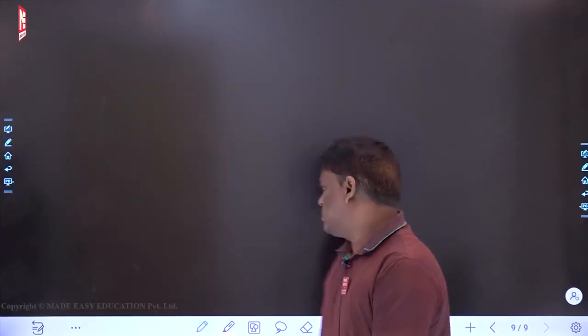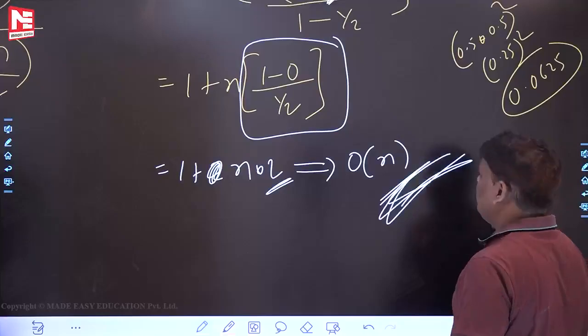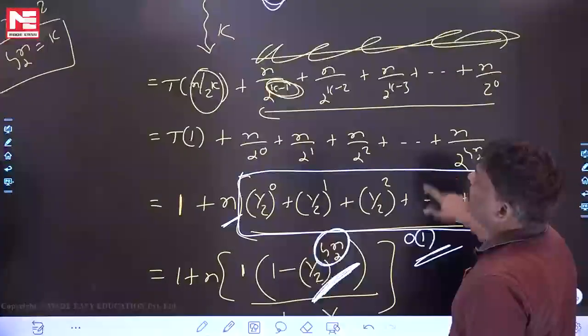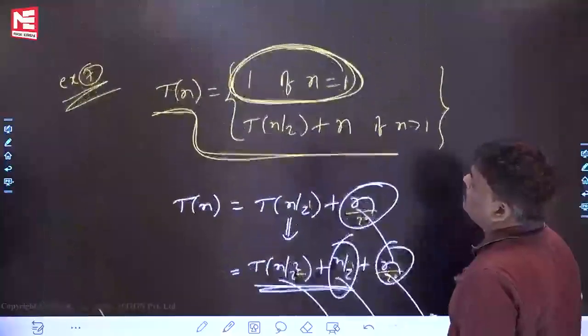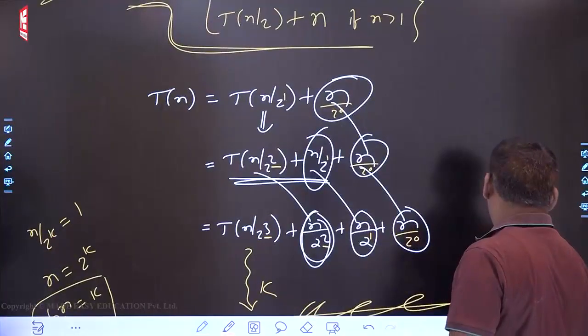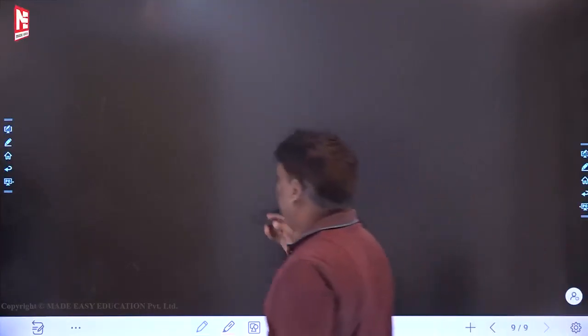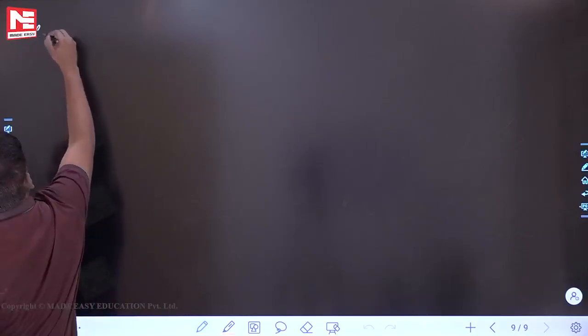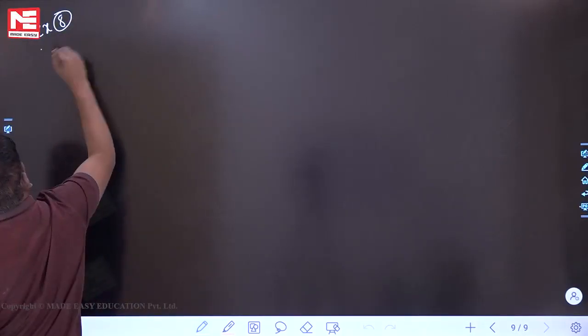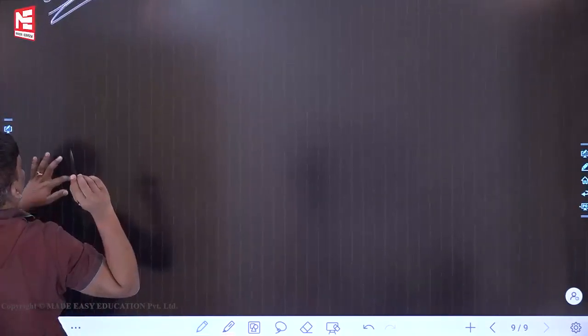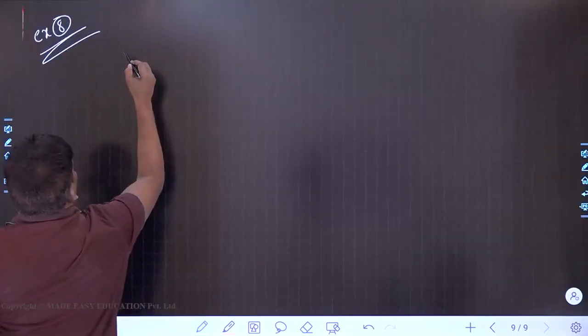Fine. See the next problem. So what is the previous number? Previous number is, I think, 7. Let's go to the 8th problem. Example 8. Right, example 8. Let's see this one.